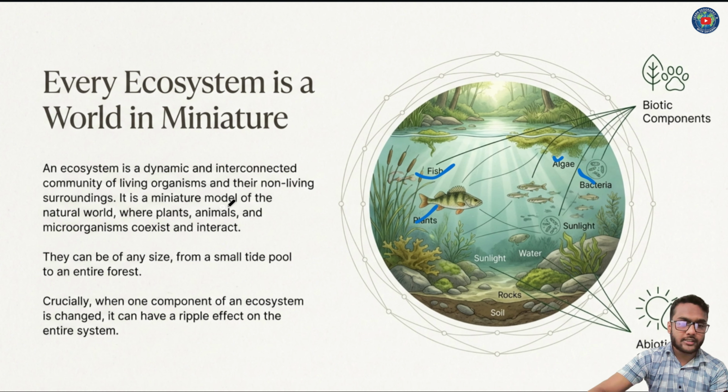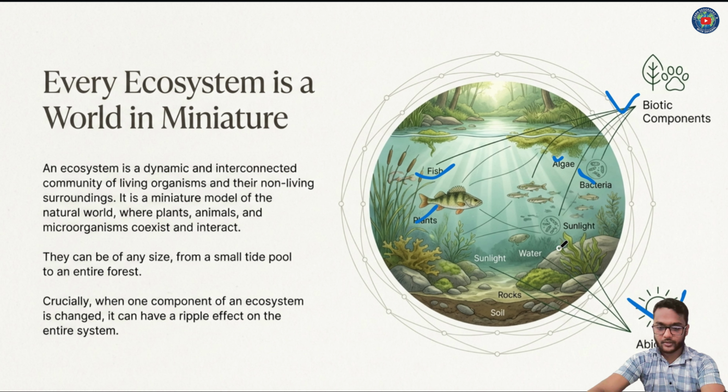It is a miniature model of the natural world where plants, animals, and microorganisms coexist and interact. They can be of any size, from a small tide pool to an entire forest. Crucially, when one component of an ecosystem is changed, it can have a ripple effect on the entire ecosystem. Okay, there are two types of components in an ecosystem: biotic components, that is living beings, and abiotic components, that is non-living things like water, soil, rocks, etc.